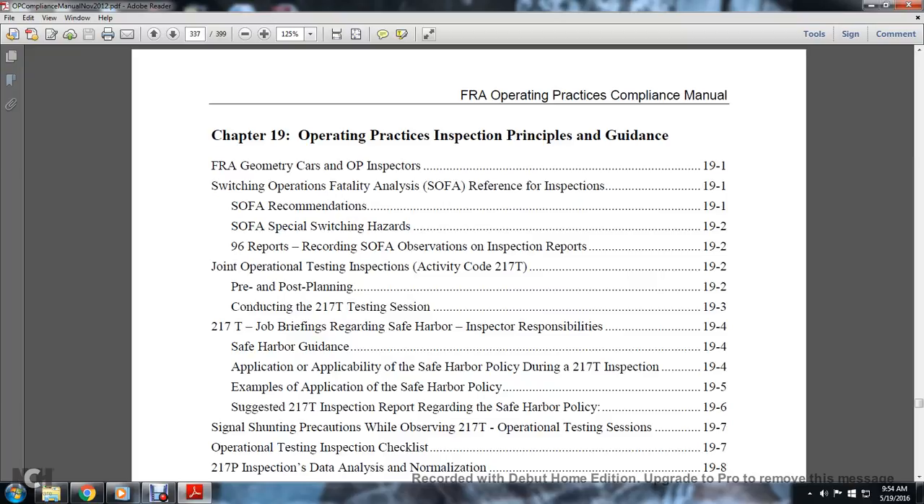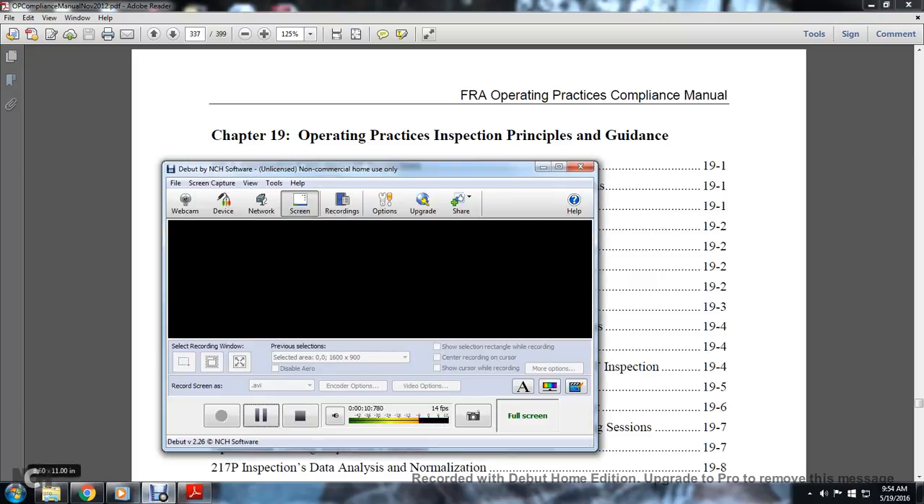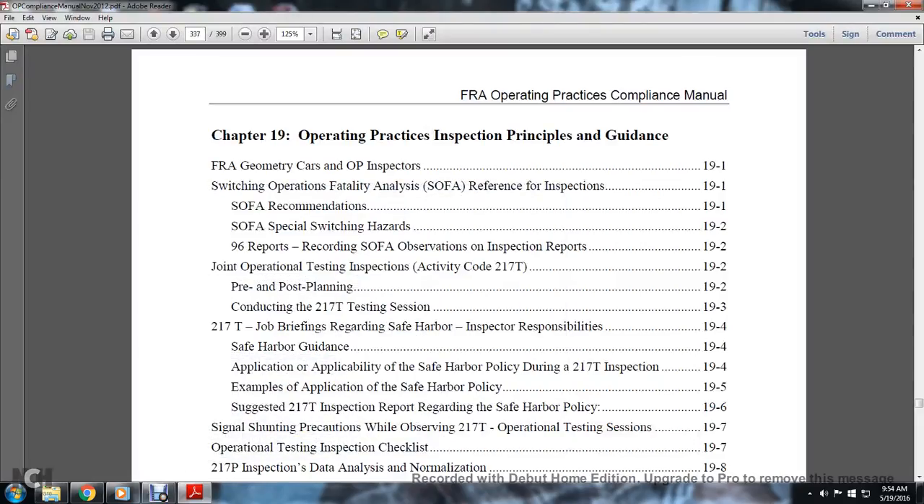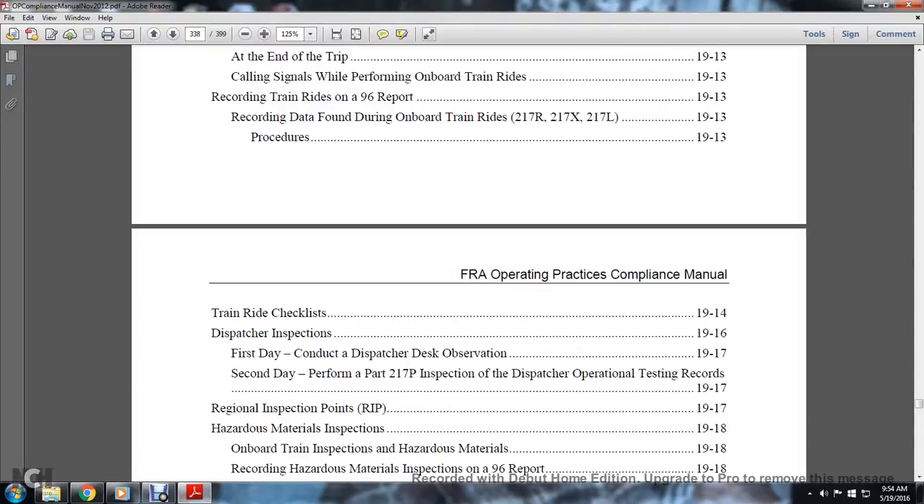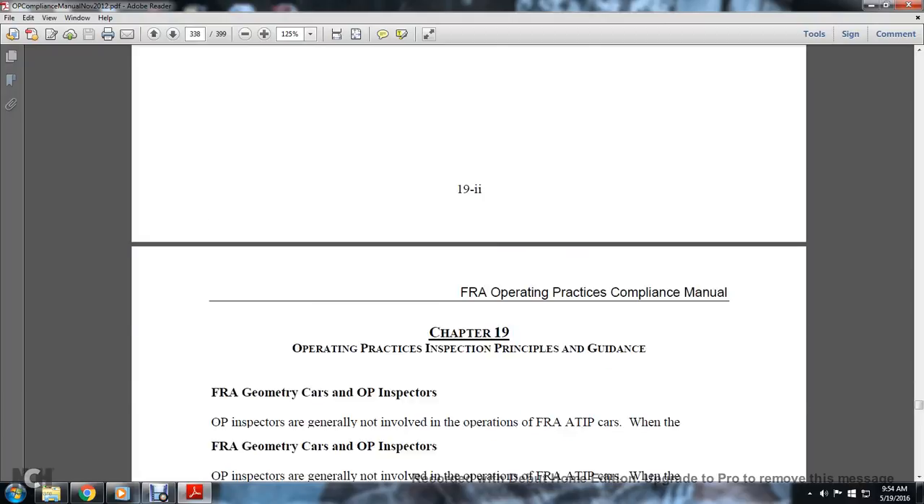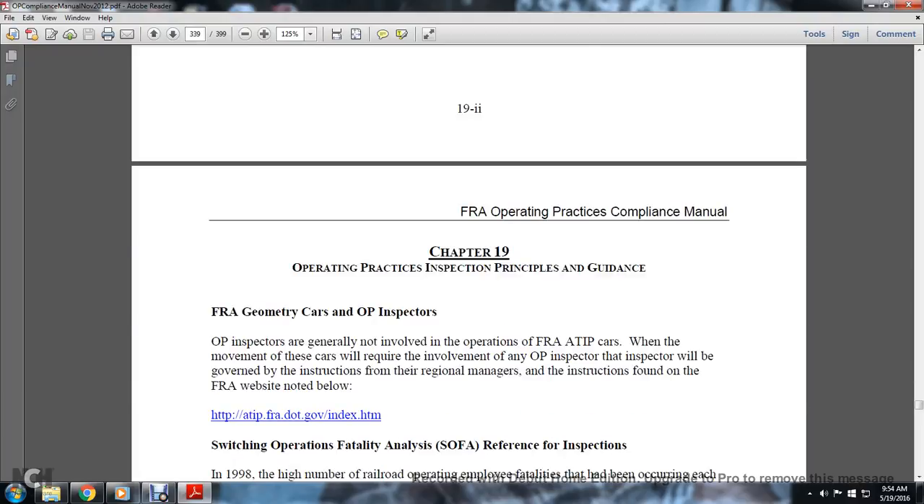All right, Chapter 9, Operating Practices, Inspection Principles, and Guidance. FRA Geometry and Cars Operational Practice.